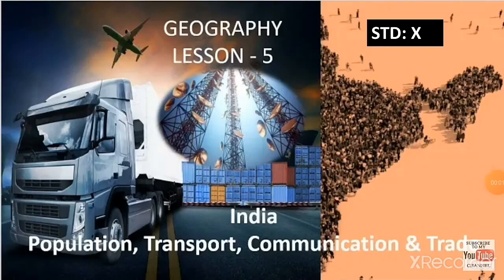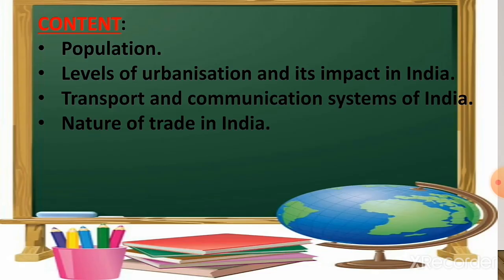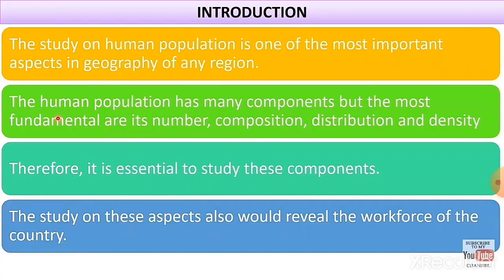Good morning, students. In 10th standard social science, we are going to see geography lesson 5, that is India: population, transport, communication and trade. In this lesson, we are going to see what is population, levels of urbanization and its impact in India, transport and communication systems of India, and nature of trade in India. Okay, let's start our lesson.